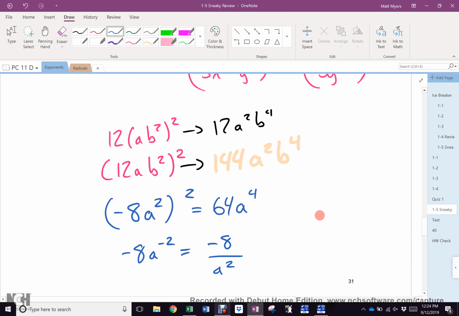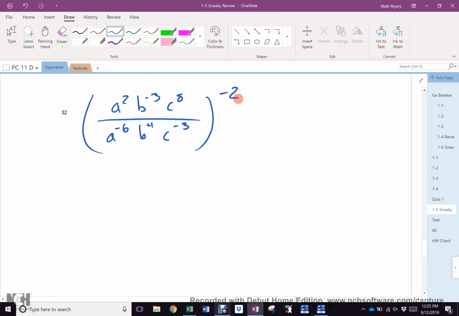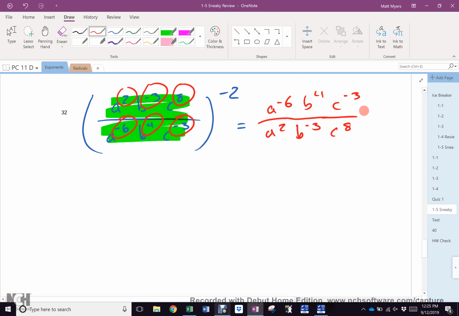The only other thing is something like this. Oops. Oh, I got another page here. A squared b to the negative 3 c to the 8 over a to the negative 6, b to the 4, c to the negative 3, all to the negative 2. This is kind of like the very first one, but it's a whole fraction now. What happens to that? What's the only thing that happens to it? It flips. Do any of these change when you flip them? No. That is a to the negative 6 over a squared, b to the 4 over b to the negative 3, c to the negative 3 over c to the 8. And then it is all squared. That is the only one that changes.